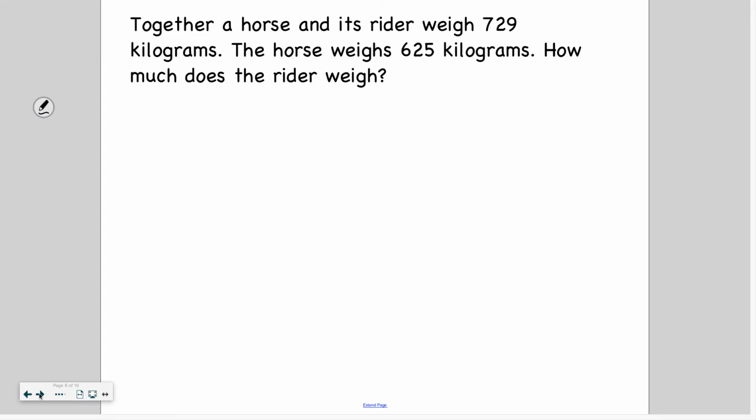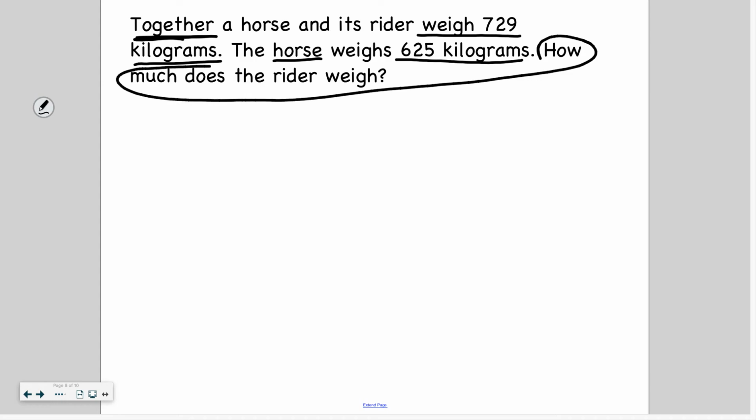So I want you to pause now, solve this last problem, and then press play when you're ready. Again, pause the video now, press play when you're ready. Together, a horse and its rider weigh 729 kilograms. So together, that is their total weight. The horse alone weighs 625 kilograms. How much does the rider weigh?